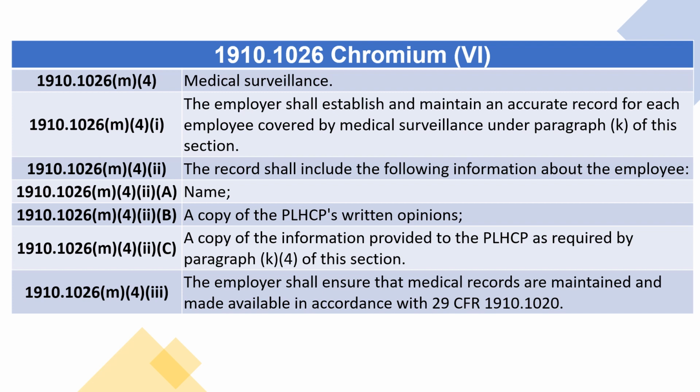1910.1026(m)(4), Medical Surveillance. 1910.1026(m)(4)(i), the employer shall establish and maintain an accurate record for each employee covered by medical surveillance under paragraph (k) of this section. 1910.1026(m)(4)(ii), the record shall include the following information about the employee. 1910.1026(m)(4)(ii)(A) through (C): name, a copy of the PLHCP's written opinions, a copy of the information provided to the PLHCP as required by paragraph (k)(4) of this section. 1910.1026(m)(4)(iii), the employer shall ensure that medical records are maintained and made available in accordance with 29 CFR 1910.1020.